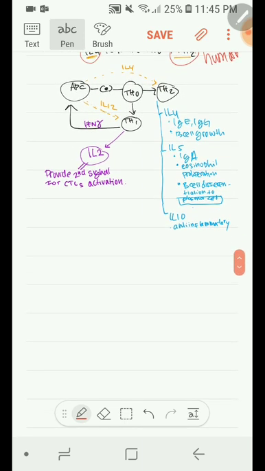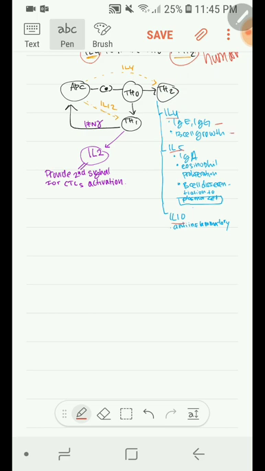Okay, so if it becomes TH2 by IL-4 from the APC, then it will produce IL-4, IL-5, and IL-10. IL-4 mediates the class switching to IgE and IgG and B cell growth.